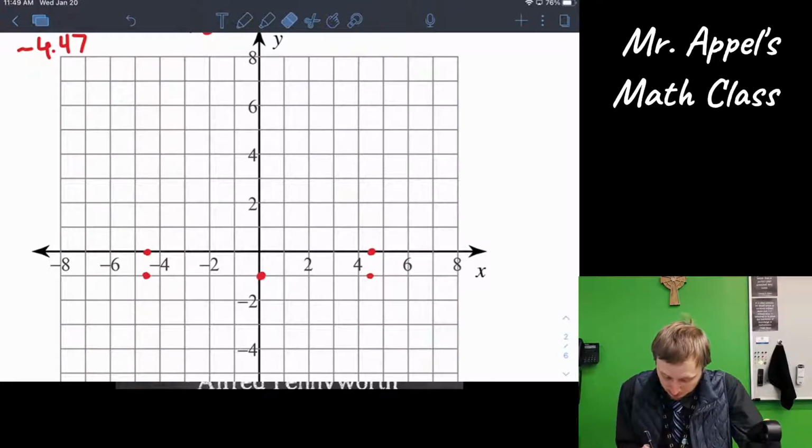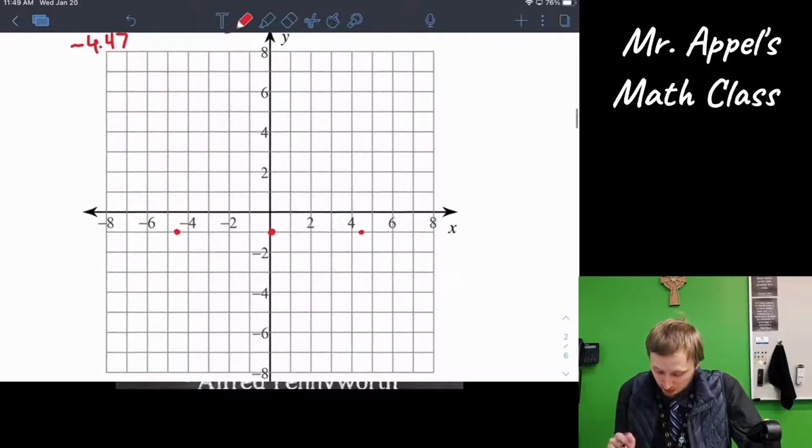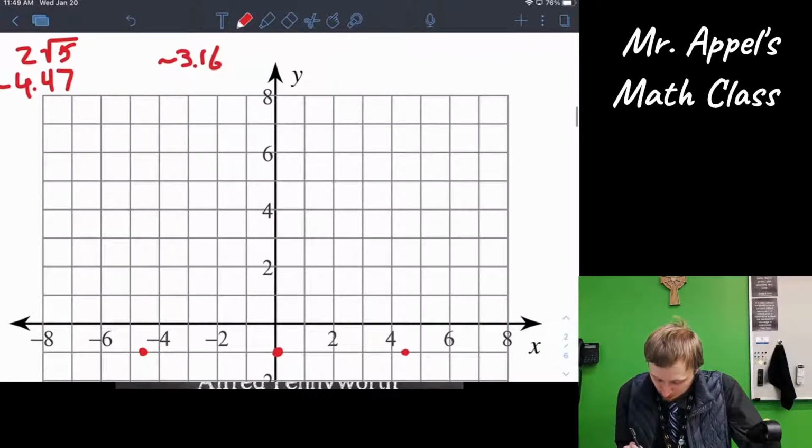Okay, and how far are we going in the y direction? 3, and a little bit in the y direction. So 1, 2, 3, and a little bit more. Oh, come on, draw the dot in. There you go. And 1, 2, 3, and a little bit more up here.